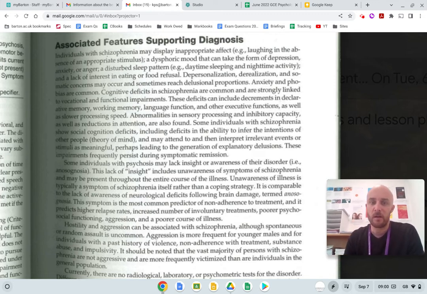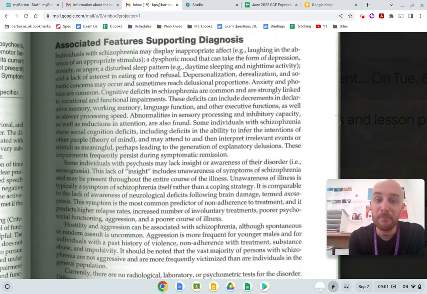And I'm not going to read all of this, but these are just associated features with schizophrenia. So individuals with schizophrenia may display inappropriate affect. That's emotions, basically. They may show inappropriate emotions, so laughing in the absence of something comedic, for example. They may have a dysphoric mood. Basically, a dysphoric mood is a low-level version of depression, but it's not cyclical, where you have moments of depression, then moments of contentedness, then moments of depression. Dysphoric mood is pretty constant. I had an ex-girlfriend who had it, and she was not depressed, but she was low all the time. So dysphoric mood can take the form of depression.